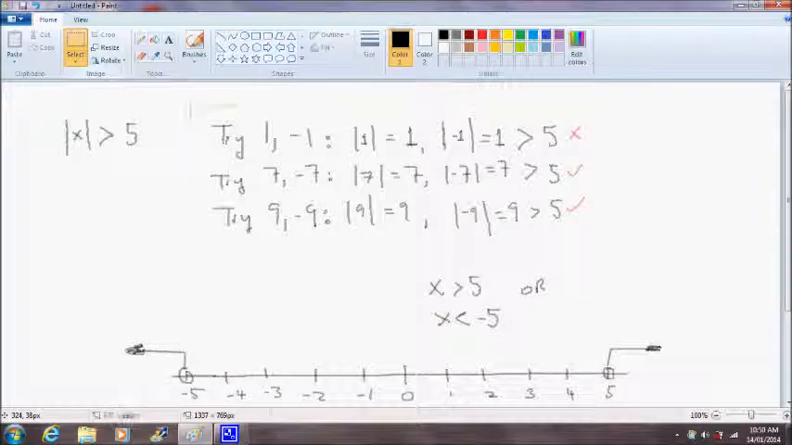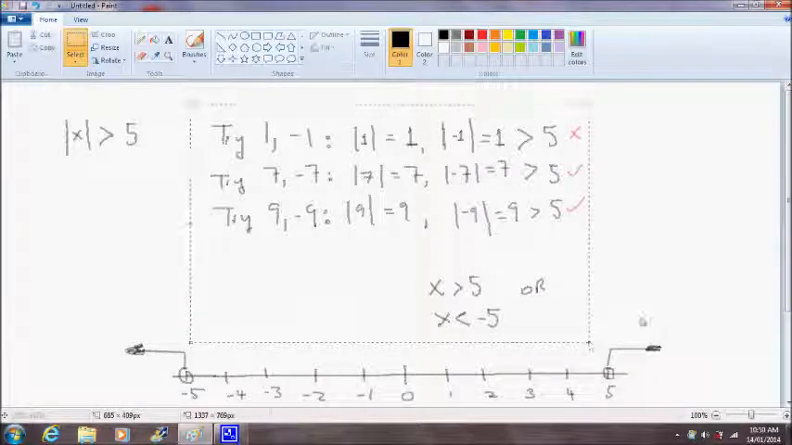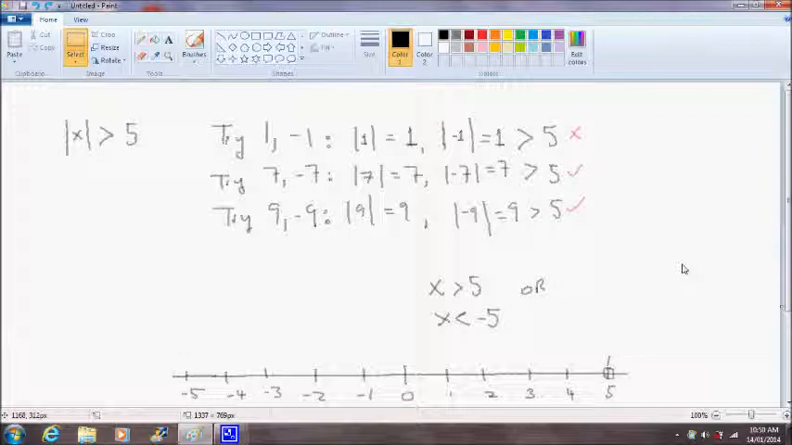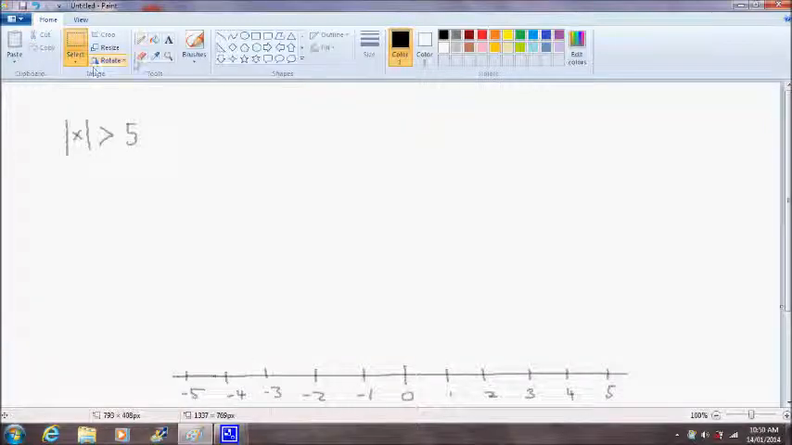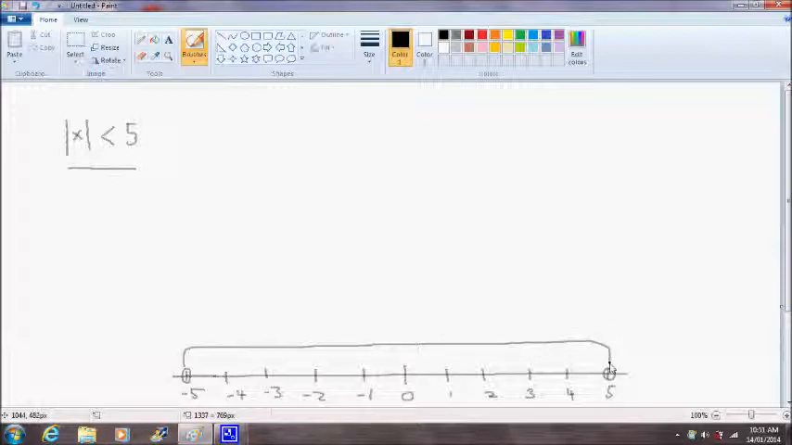I didn't draw a number line for our previous problem, so let's do that. What we had before, when our sign was a less than, x lay anywhere between the numbers negative 5 and 5.